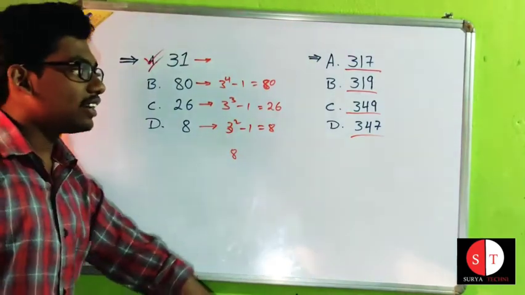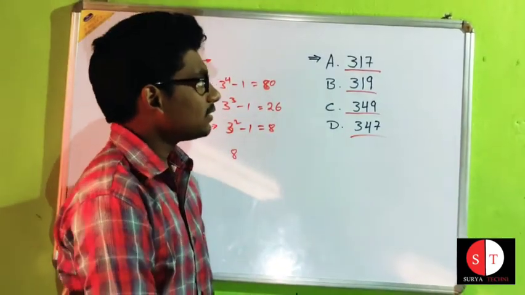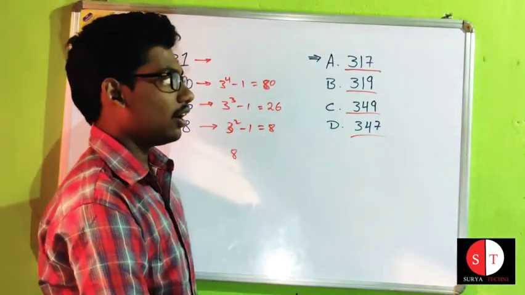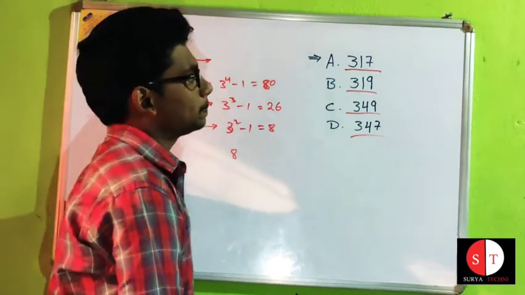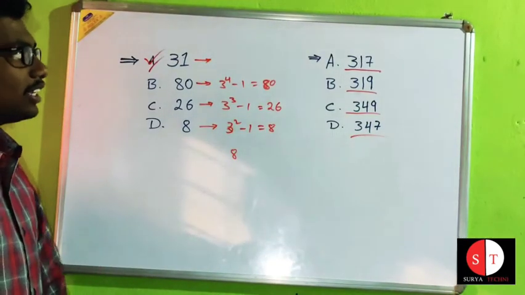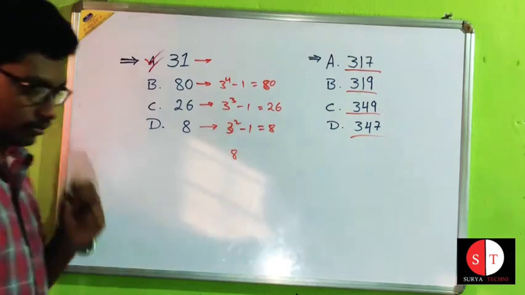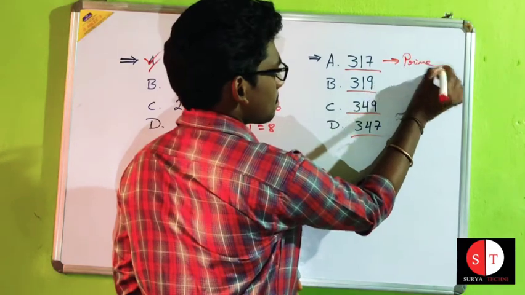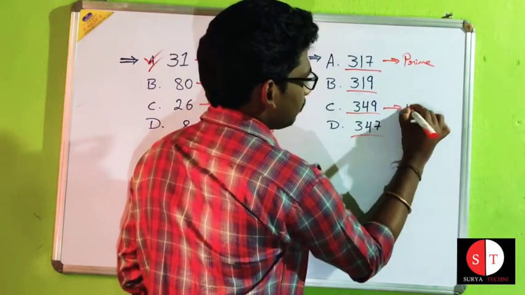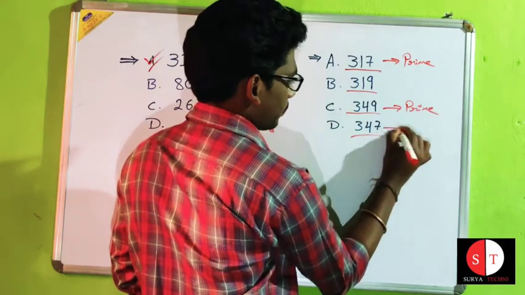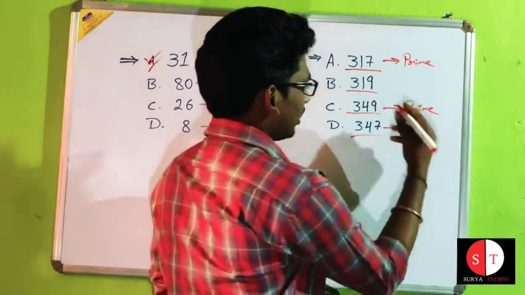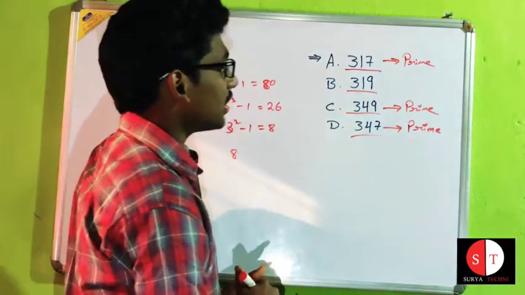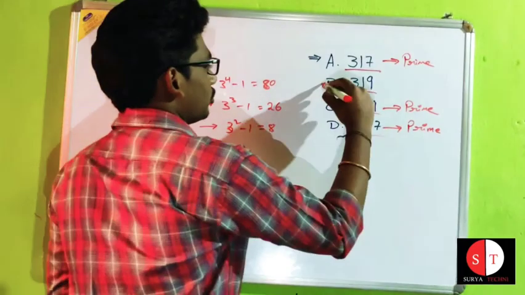Okay, can you calculate that? 17, 19, 49, 47. In this type of question, you have to find the prime numbers. I think this type of question is about prime numbers. So 317 is a prime number, 349 is a prime number, 347 is also a prime number, but 319 is not a prime number. This was divisible, so the answer is option B.